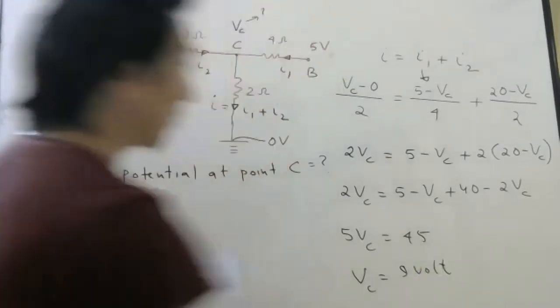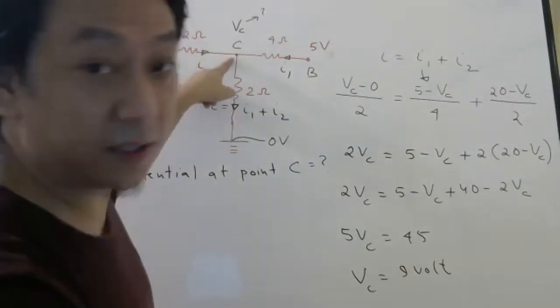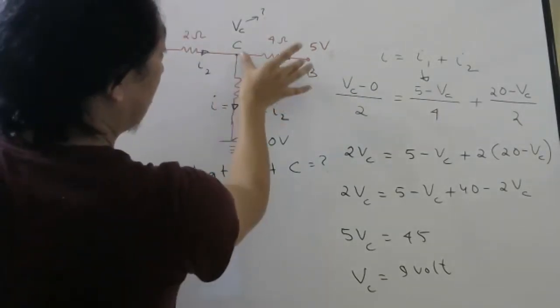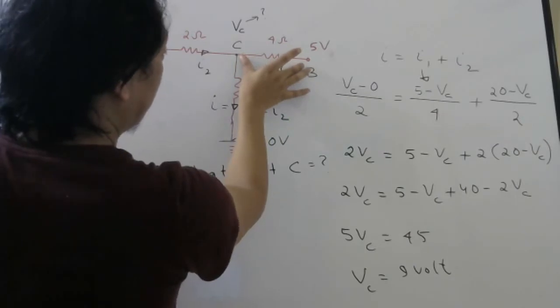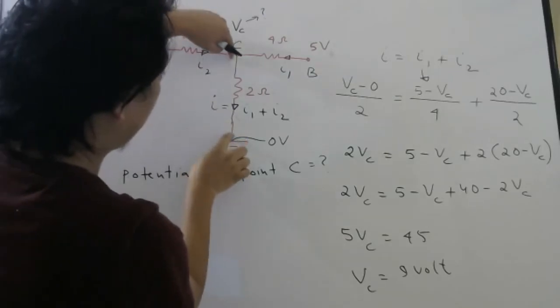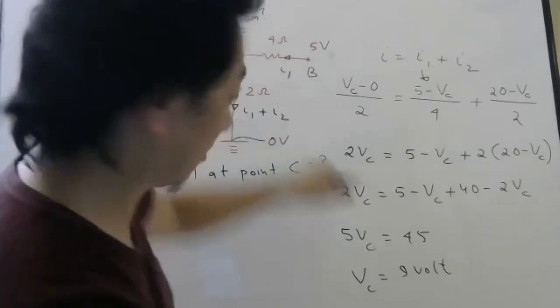9 volt. Okay. So using Kirchhoff's current law at this point and then writing current here in terms of Ohm's law, potential difference divided by resistance, you can find potential of this junction also.